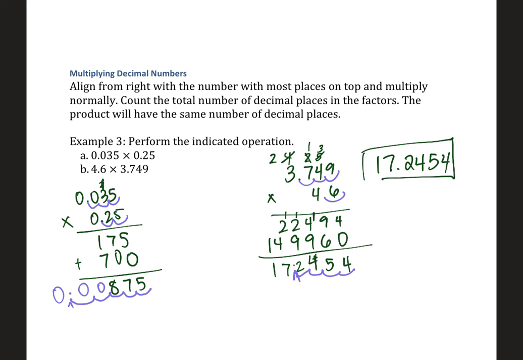For the left one, it should be 0.00875. We always just want to box our answers when we're giving them.